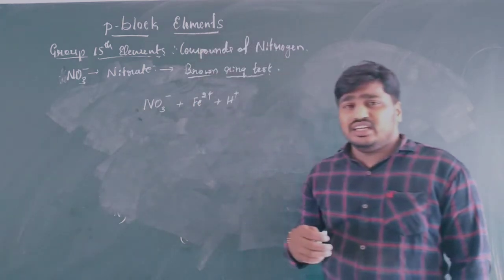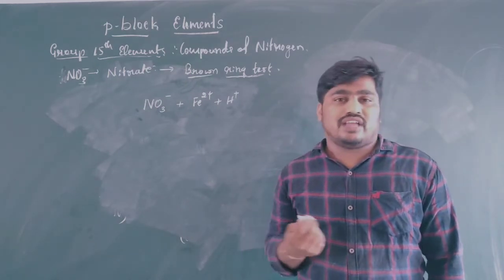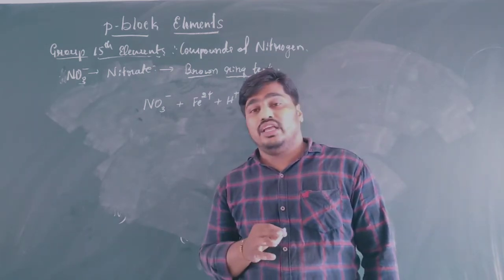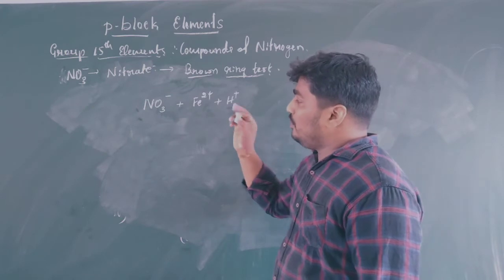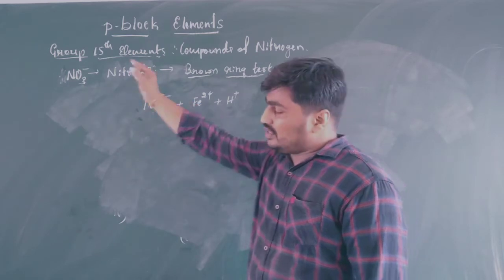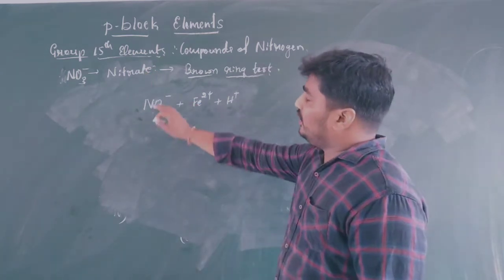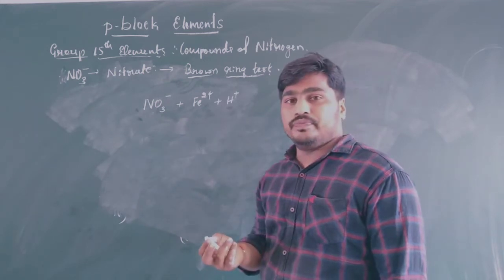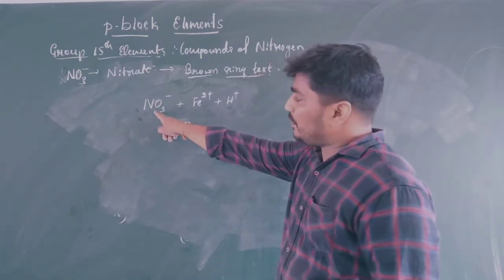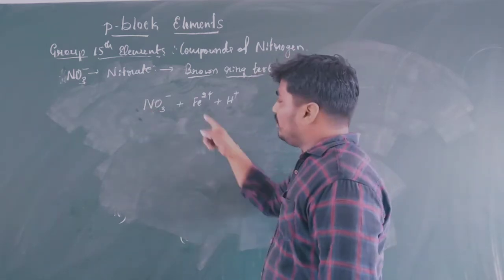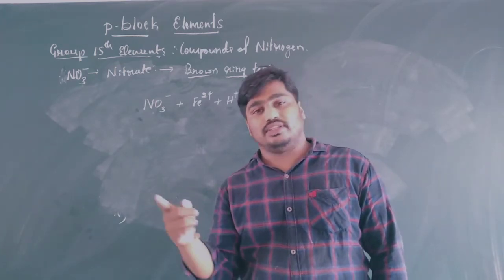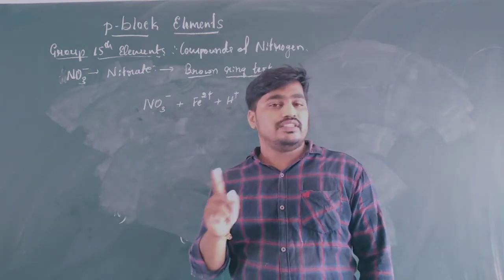Why should we study this concept? The reason for studying this concept is the property we studied: nitric acid, or any nitrate, has the capacity to oxidize Fe2 plus. When Fe2 plus is oxidized, what is the oxidized product? Fe3 plus is produced. That is the oxidized product.